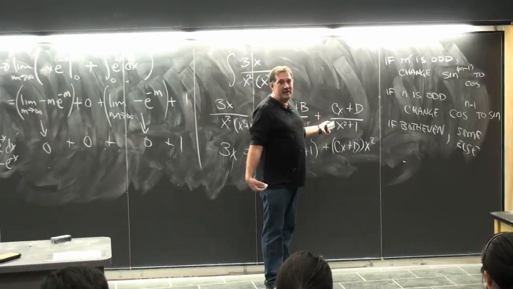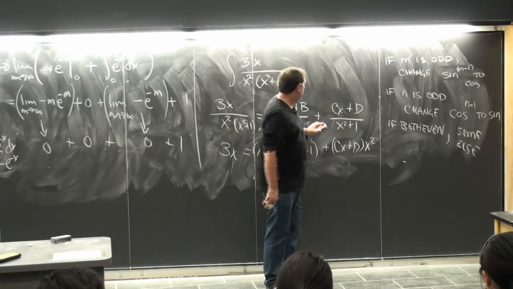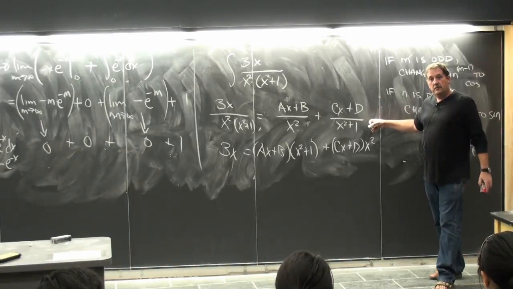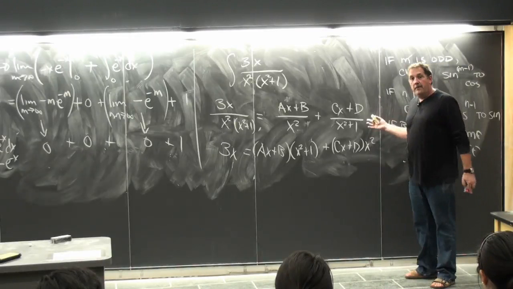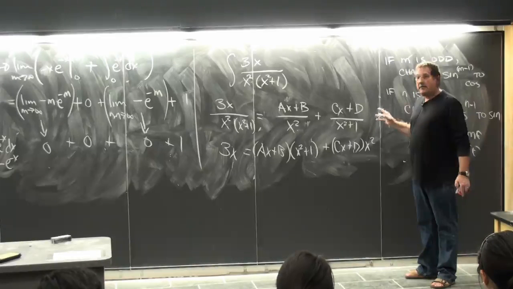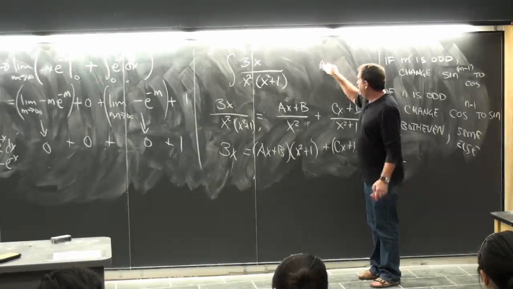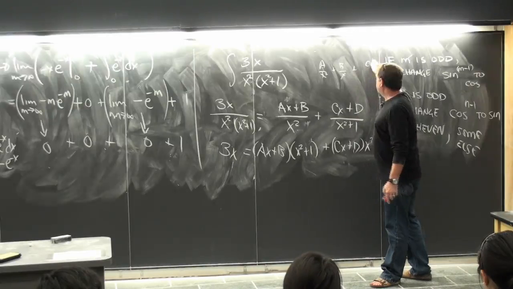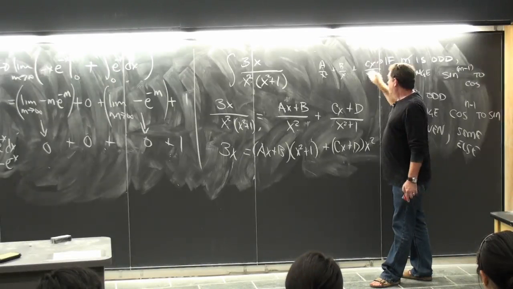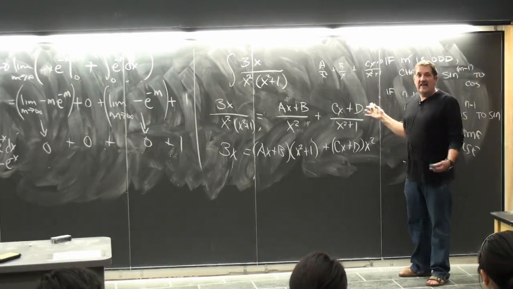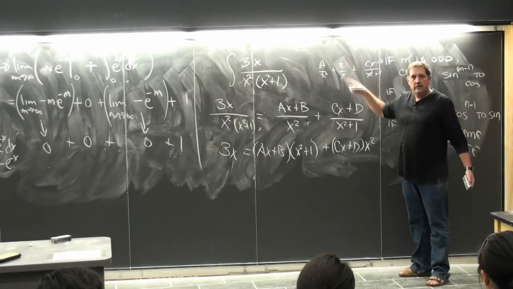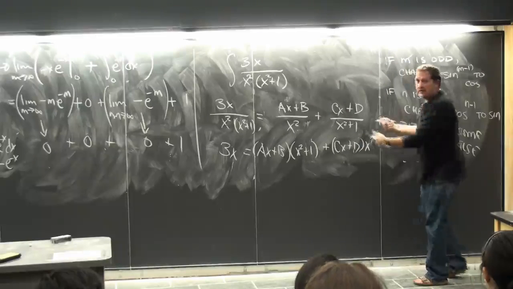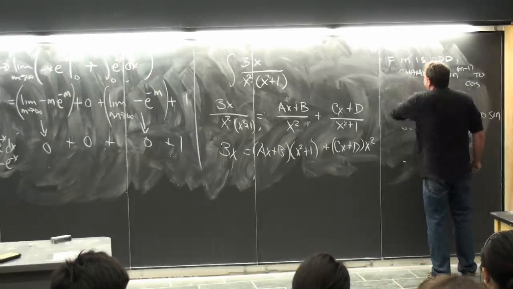Well, okay, I could do x minus i, x plus i, but let's not go there. So I can't factor this anymore. So the rule of thumb that I prefer, I mean, the book says, okay, write this as a over x squared plus b over x plus cx plus d over x squared plus 1. It's the same. I'm just going to get a different number here. So I prefer to do it this way because it's the same. Okay, so let's just go ahead and do this.